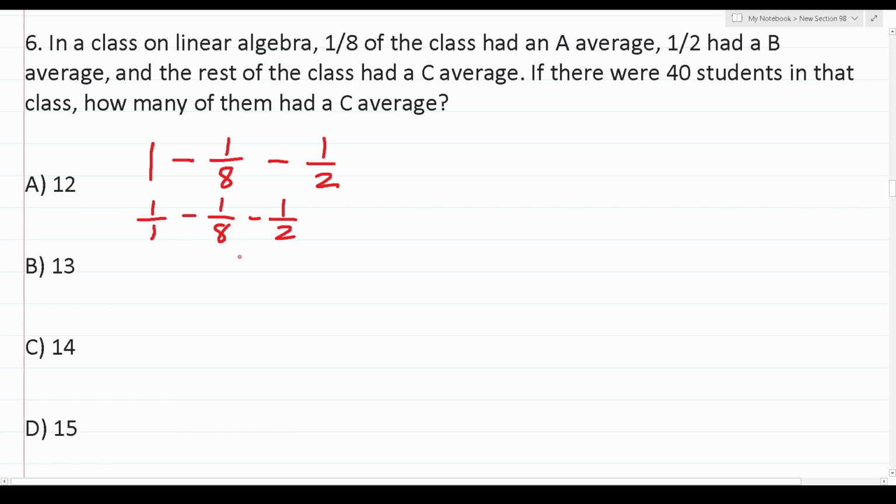In order to add and subtract fractions, they have to have the same denominators. In this case, we have a denominator of 1, a denominator of 8, and a denominator of 2. Thankfully enough, it should be pretty easy to tell that all of these have a common denominator of 8. So in other words, we're going to rewrite all these fractions as needed to have a denominator of 8. So let's go ahead and set that up.